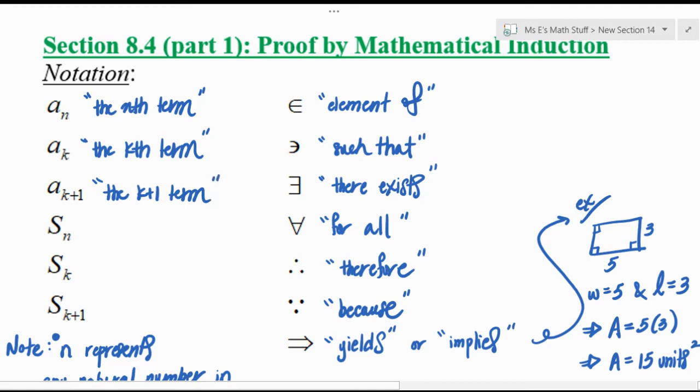A sub K plus 1 means the K plus 1 term. And I hope it makes sense that if you were to list terms in a sequence, A sub K plus 1 would come right after A sub K. It would be the one right after A sub K.